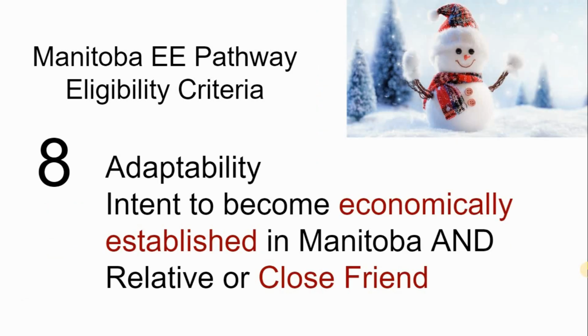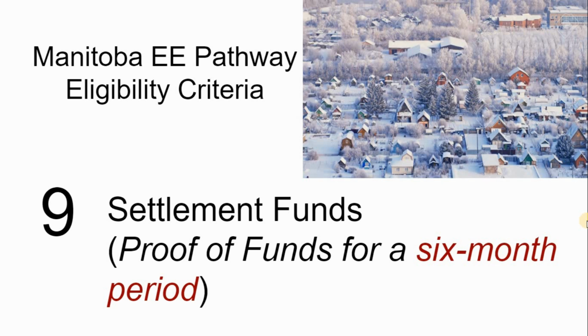Moving on to the eighth criteria guys is adaptability. So you guys must demonstrate the ability and intent to become economically established and reside in Manitoba, and have the confirmed support of a close friend or relative who has resided in Manitoba for at least 1 year, or hold a valid invitation to apply issued by the MPNP. Finally guys, the last criteria is going to be the settlement funds. So you must be able to sustain your life in Manitoba with a proof of funds for at least 6-month period. Let me show you guys the table of proof of funds.